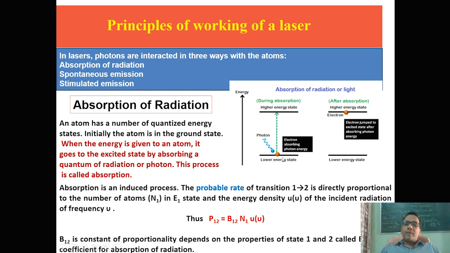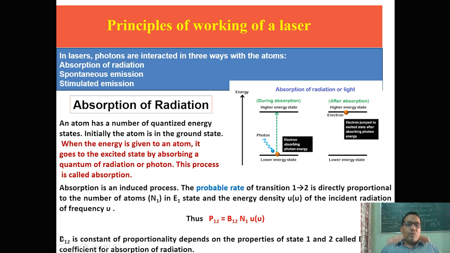So now the atom is at the ground state. After absorption, the atom is excited up to the higher energy level. Mathematically, the probability rate P12 is proportional to the energy density given, as well as the total number of atoms present at the ground state. We use one Einstein coefficient, B12, where 12 gives the direction of transition. So P12 is equal to B12 N1 U(ν), which is a function of frequency.